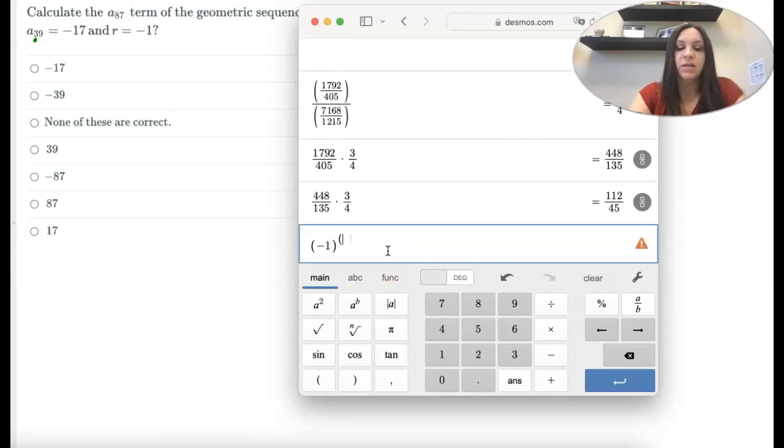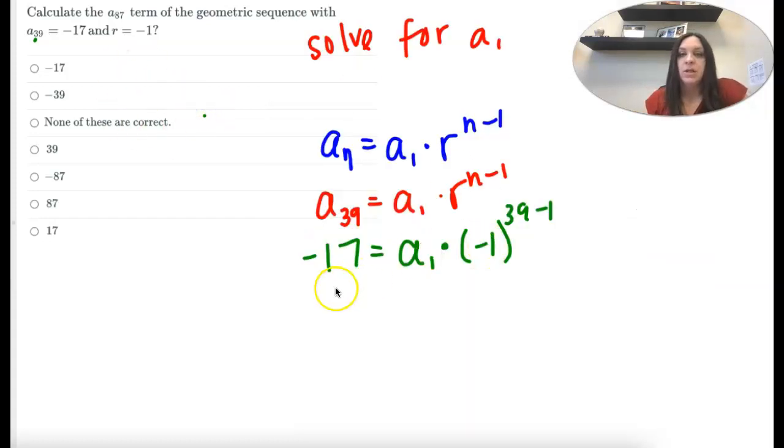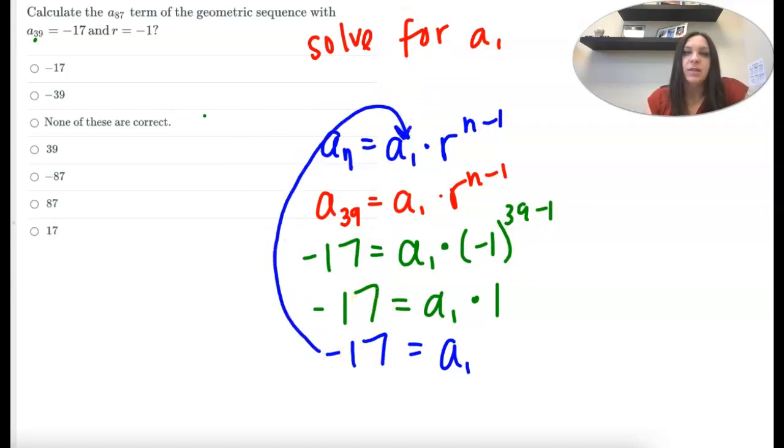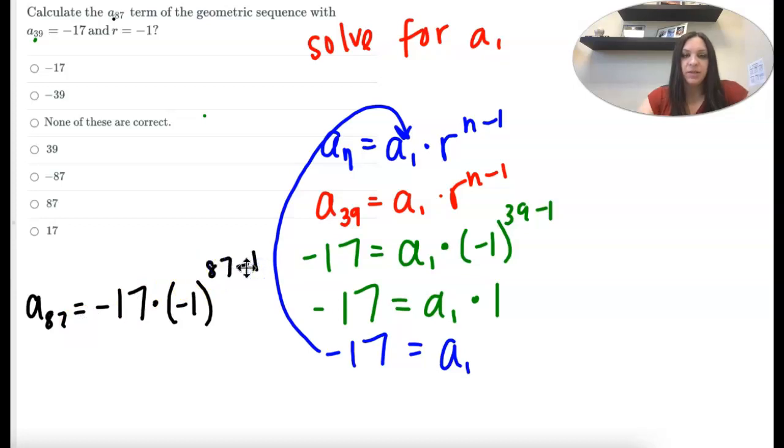-1 to the 39 minus 1 is +1. So -17 equals a1 times +1. Well, a1 times 1 is just a1. So the first term is -17. We're going to put that in our equation. And now we want to find a87. So this time n is 87. The first term is -17. The ratio is -1. And n is 87.